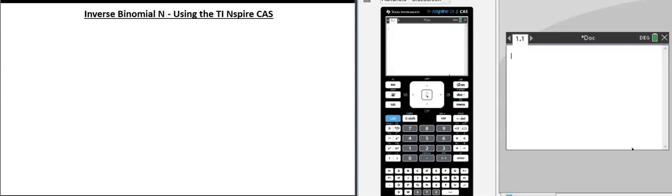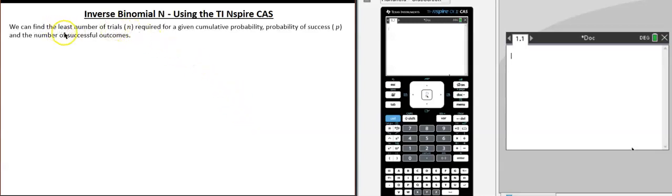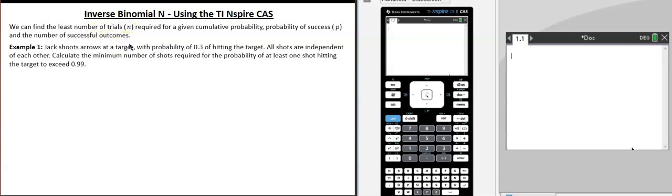Here are a few examples on how to use inverse binomial n and inverse binomial on your CAS. So we can find the least number of trials required for a given cumulative probability when we're given also the probability of success and the number of successful outcomes. Here's our first example. I'll give you a moment to read it.